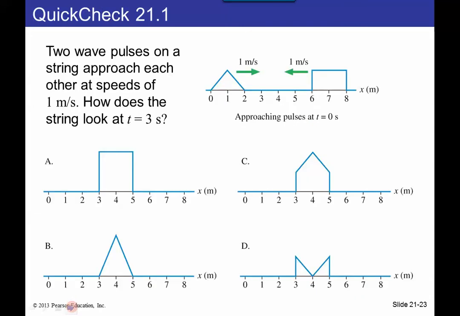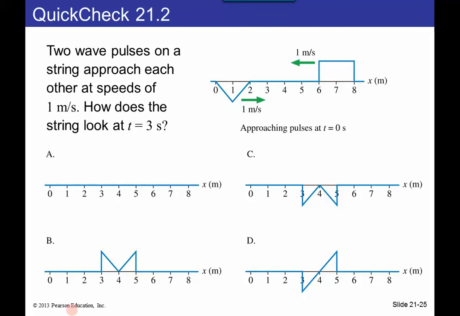So let's look at a question here. You have two wave pulses on a string. They approach each other at 1 meter per second. So how does the net displacement look at t equals 3 seconds? Take a minute. Well, at t equals 3 seconds, this one is going to be right here. This one is also going to be right here. And when you add these two together, you get this blue line here.